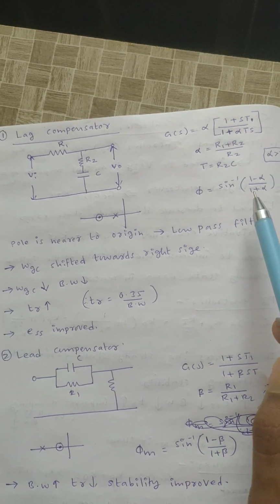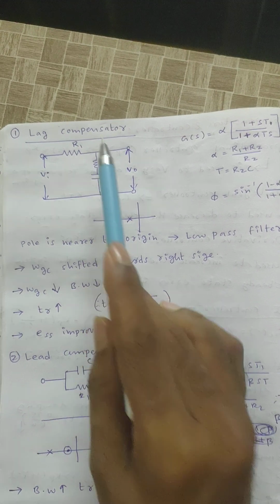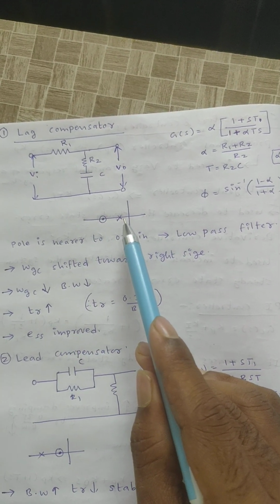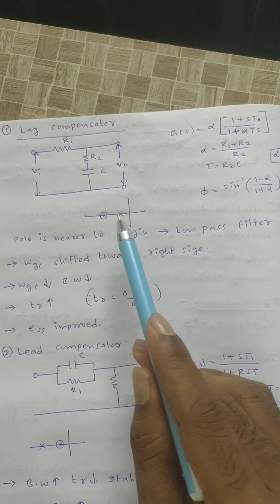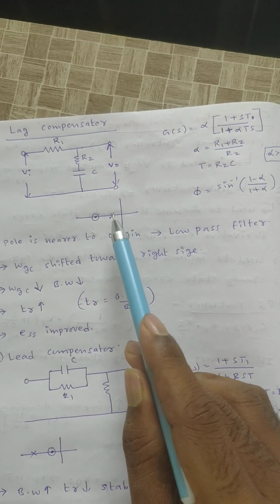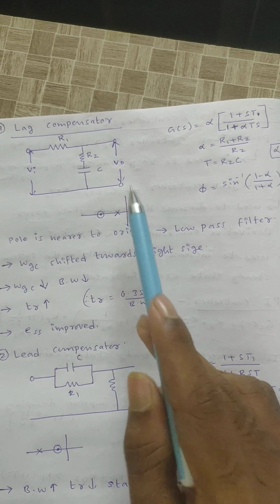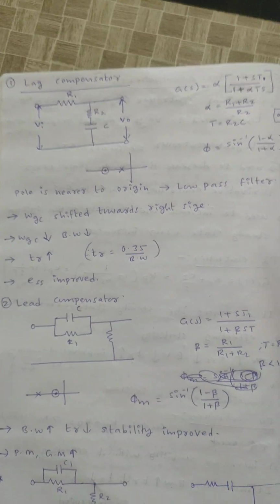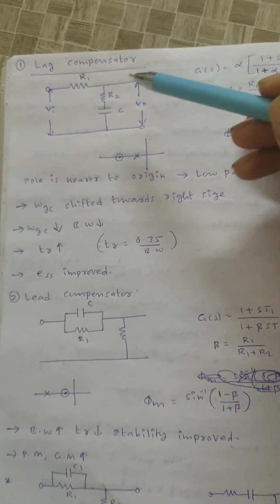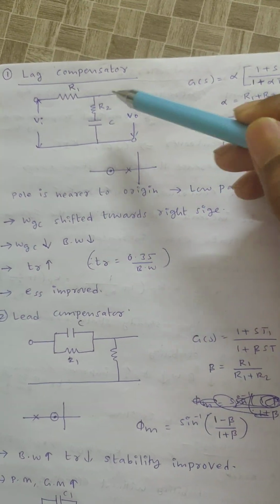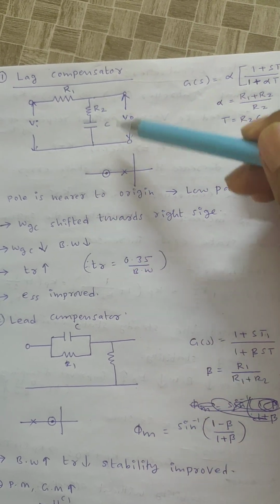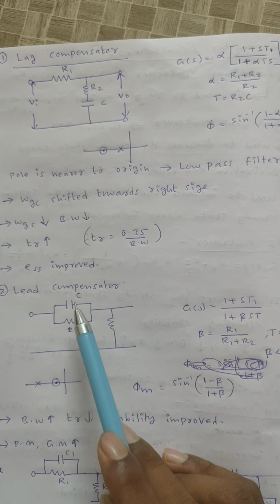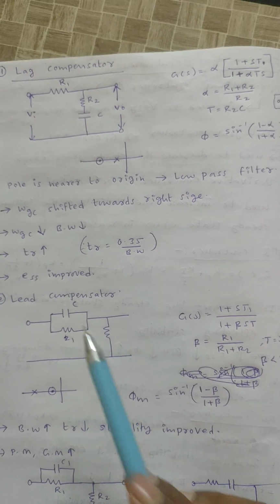In this lag compensator, if I draw a pole-zero plot, first the pole starts, after that the zero starts. That means if the pole is nearer to the origin, it is a lag compensator. If the zero is nearer to the origin, it is a lead compensator. See here, the lag compensator has a series combination of R and C on the output side, whereas the lead compensator has a parallel combination of resistor and capacitor.